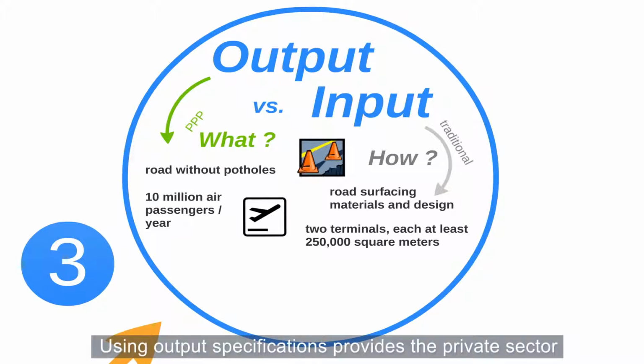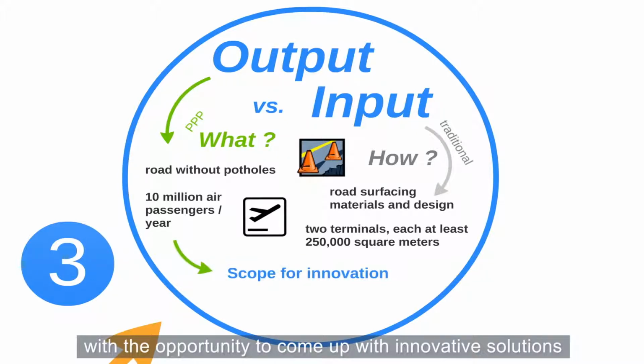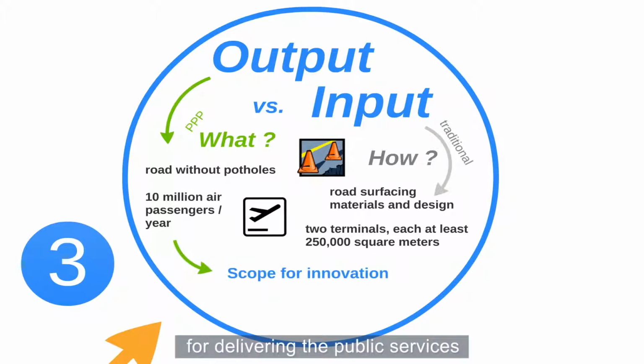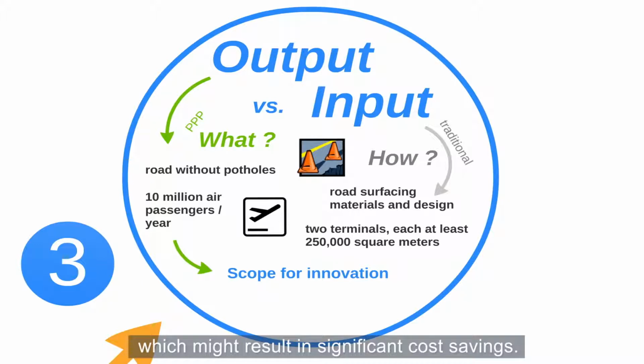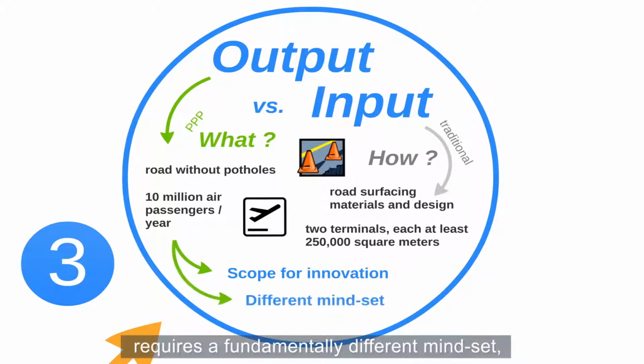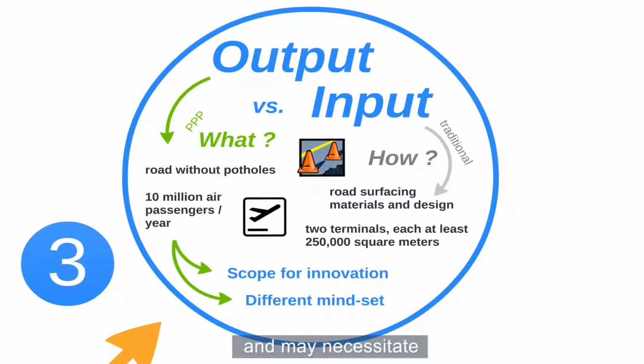Using output specification provides the private sector with the opportunity to come up with innovative solutions for delivering the public services, which might result in significant cost savings. This focus on output specification requires a fundamentally different mindset. It may necessitate adjustment from public partners, more familiar with conventional, input-oriented approaches.